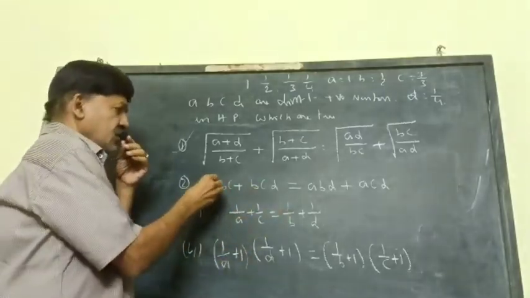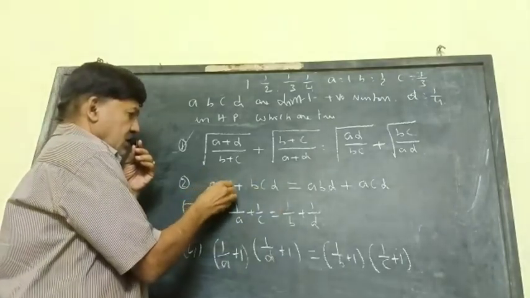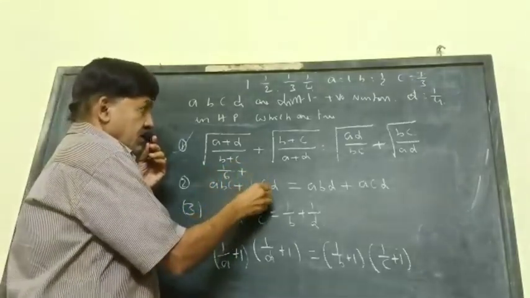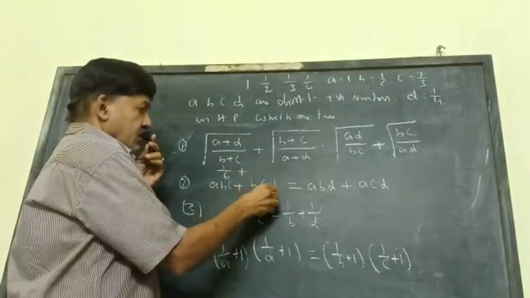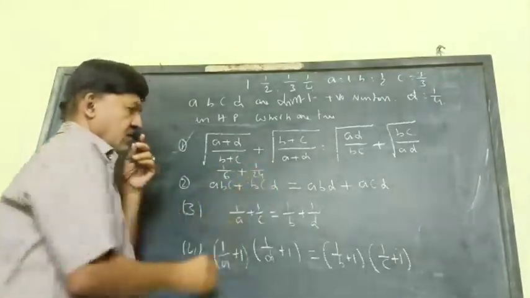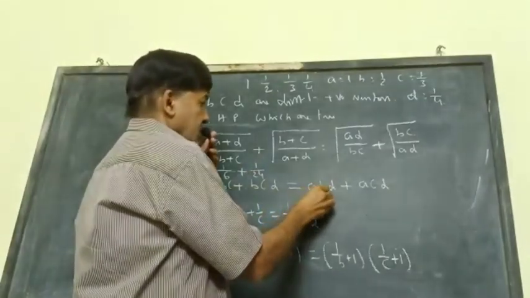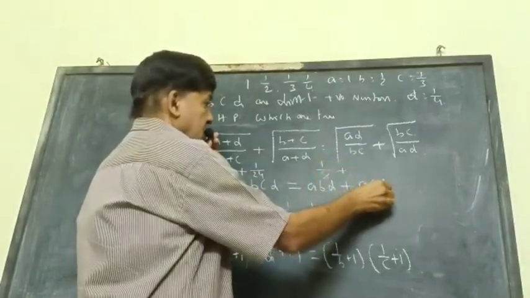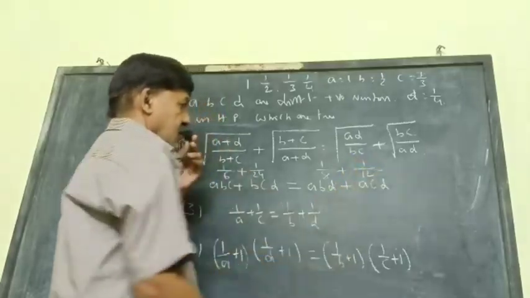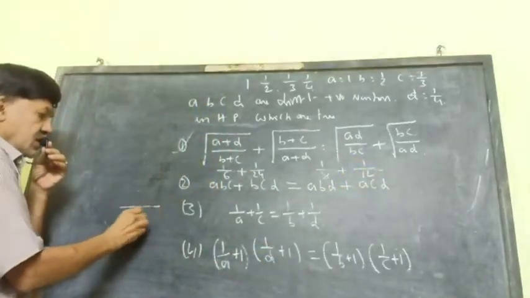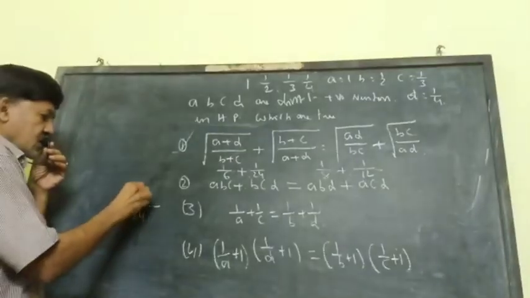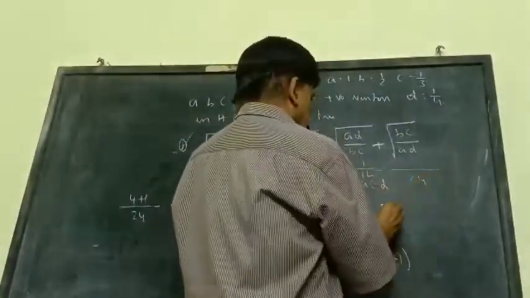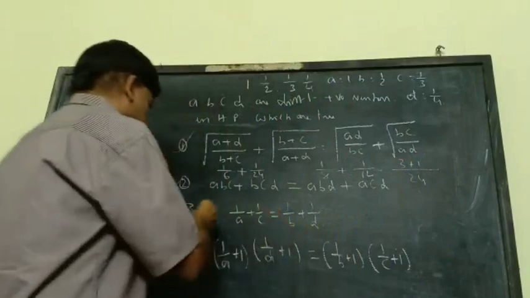Shall I verify this? What will ABC be? 1 into 1 by 2 into 1 by 3 is 1 by 6. Then 1 by 2, 1 by 3, 1 by 4 gives 1 by 24. What about this? 1 into 1 by 2 into 1 by 4 is 1 by 8. 1 into 1 by 3 into 1 by 4 is 1 by 12. What is LHS? LCM is 24. 6 fours are 24, so 1 plus 4 is 5 by 24. What is LCM here? 24. 8 threes are 24, 2 plus 3, 5 by 24. So this is correct.